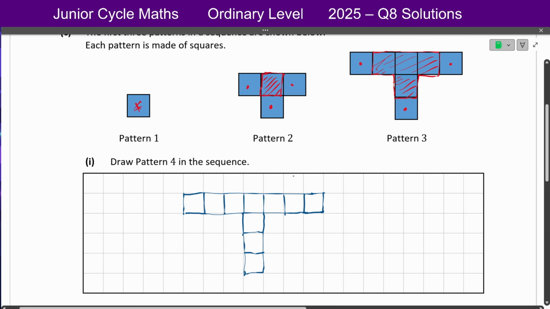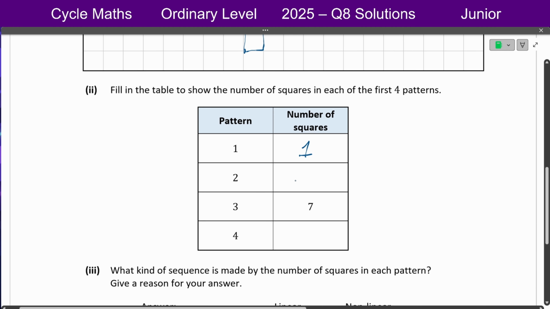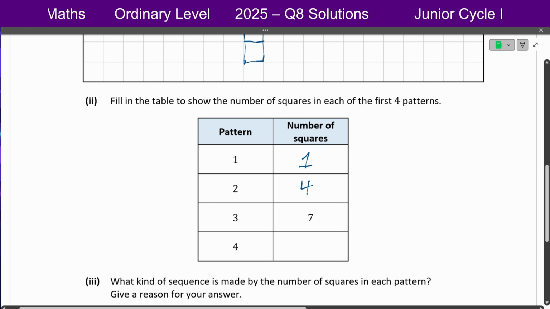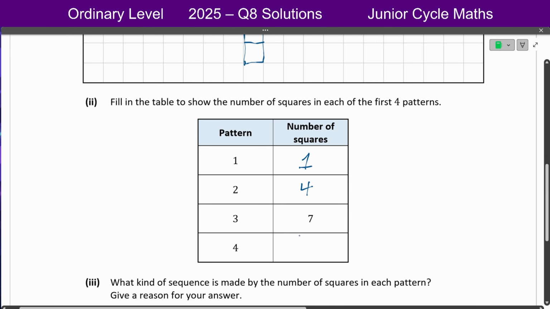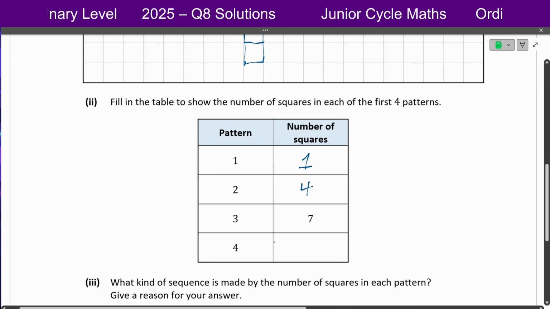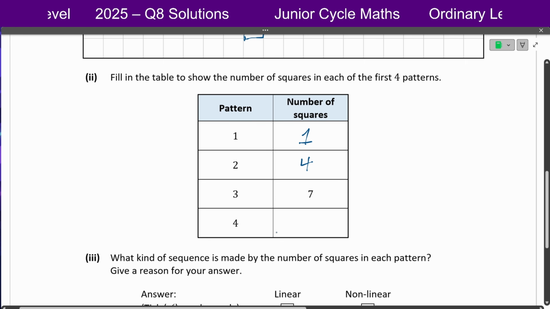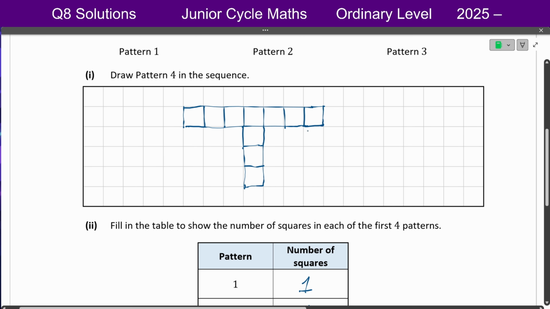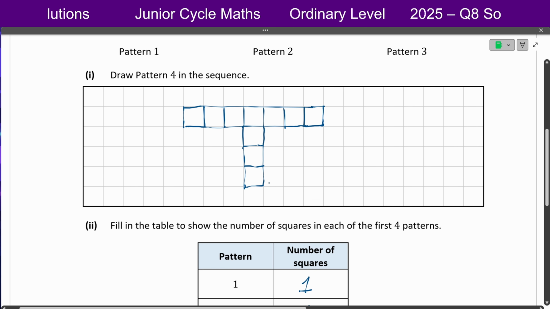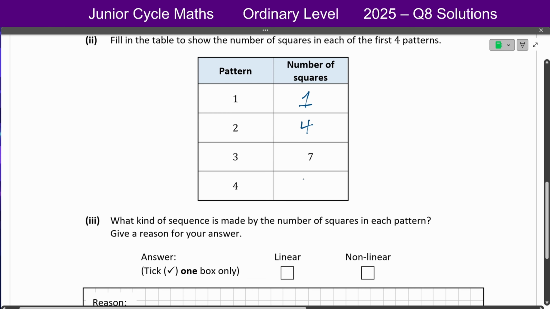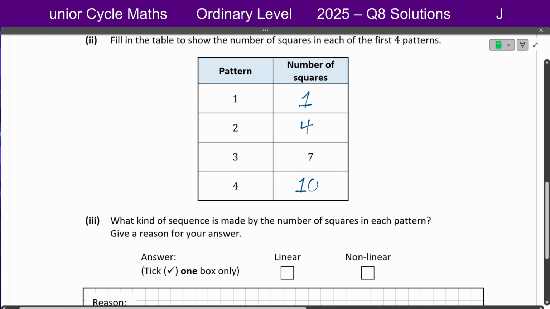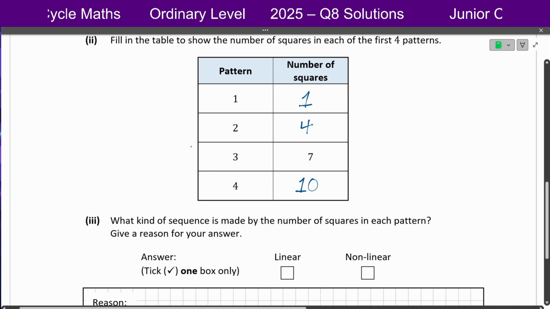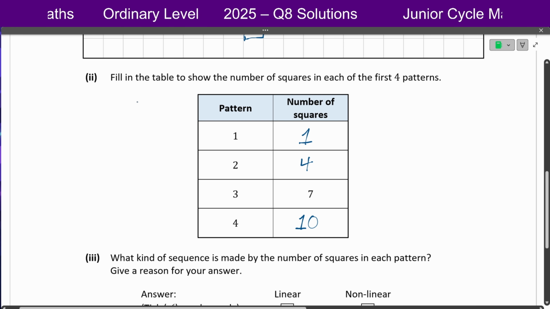And in pattern 2, we have 4 squares, right? And then in the third, it says 7 squares. That's right. And in the fourth pattern, we have 10 squares. Here we have 10 squares, 7 across top and 3 underneath. Okay, so we can write it down here, number 10. All right, so that's the second part here.